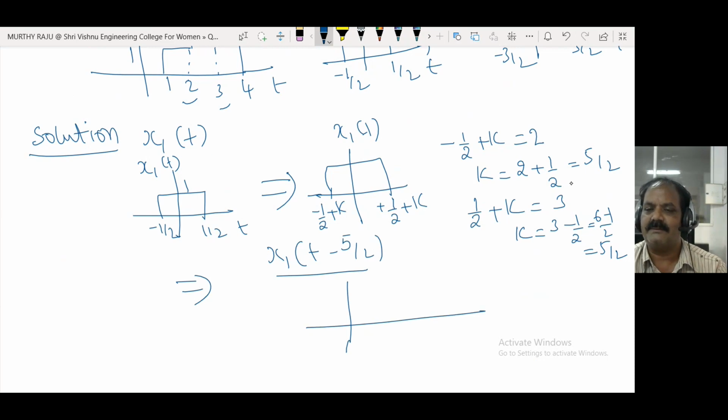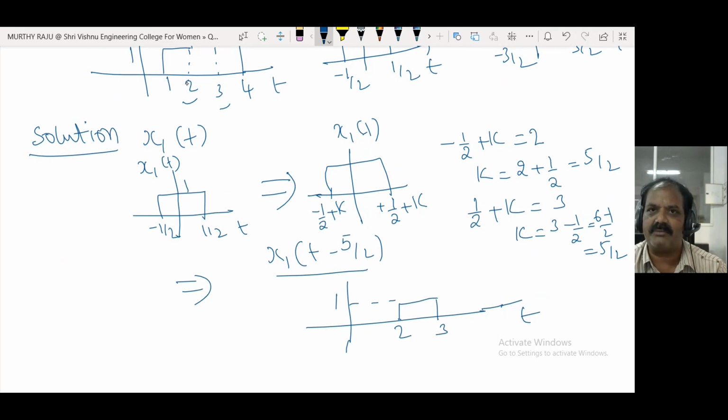The function x1 of t minus 5/2 is here 2 and 3. The amplitude value is 1. Here x1 of t from -1/2 to 1/2, the value is 1. Some shifting operation, because why?